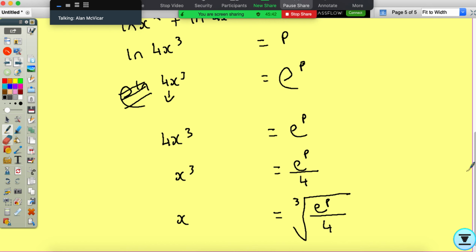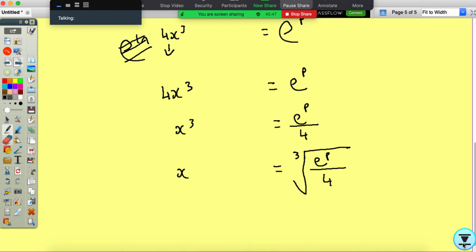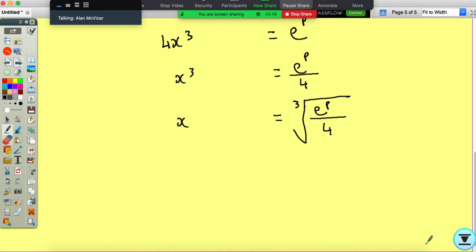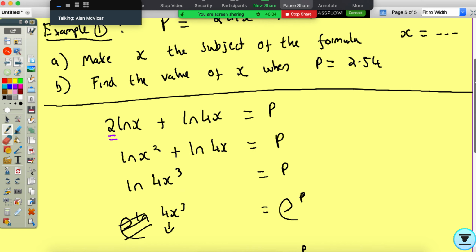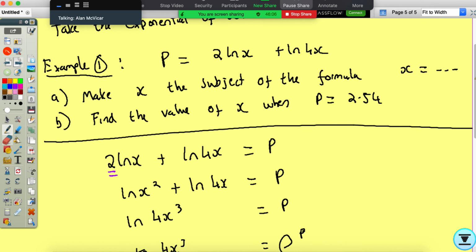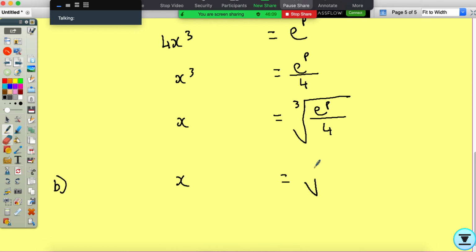Right, so I'll let you copy that, hopefully you've got that. What I've now done is I've created a new formula: x is equal to this. And I want to use your new formula to work out the value of x when p is 2.54. So that's all I'm going to do. The cube root of e to the power of 2.54, divided by 4.